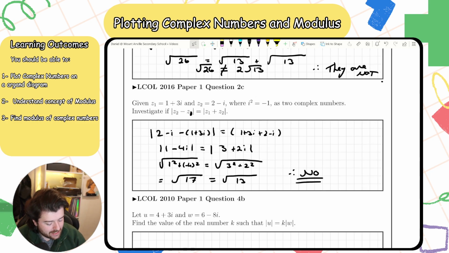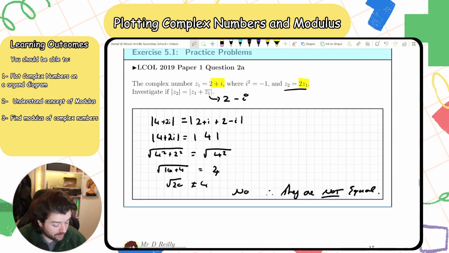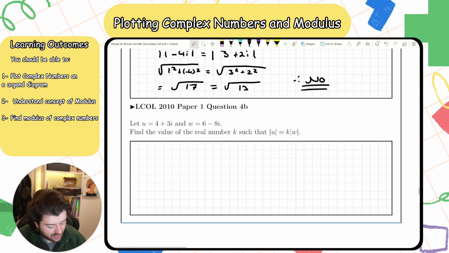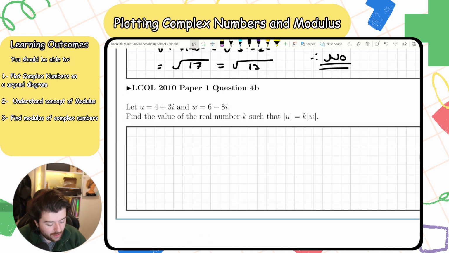Right, I'm noticing a little theme there. Right. So, let's look at the 2010 question. So, let u equal 4 plus 3i and w equals 6 minus 8i. Find the value of the real number k such that the modulus of u equals k times the modulus of w. So we want to find what k is equal to.